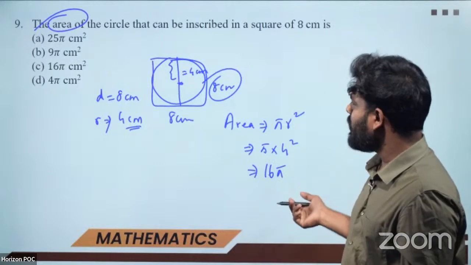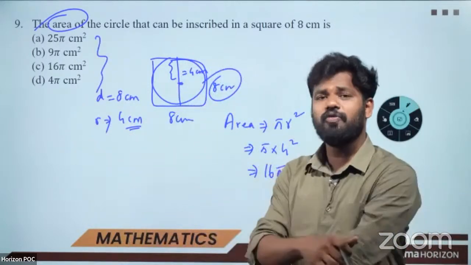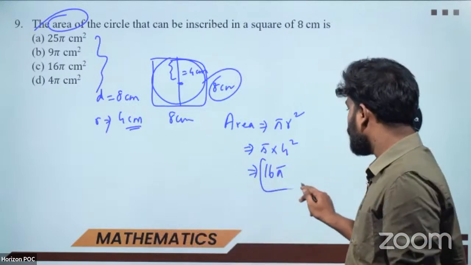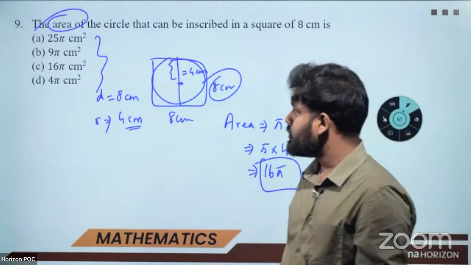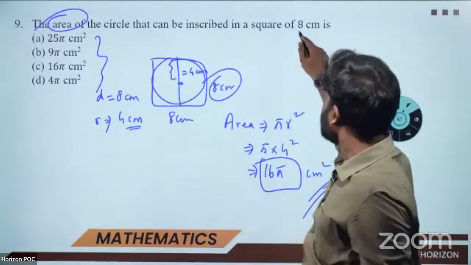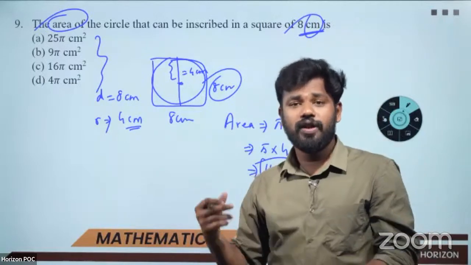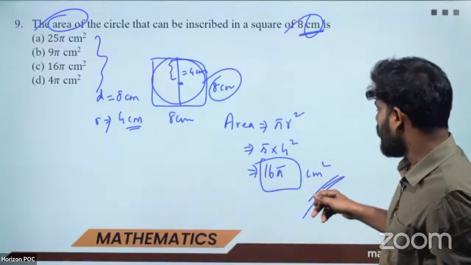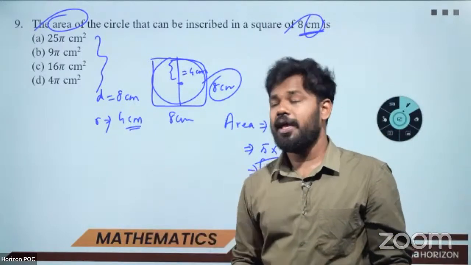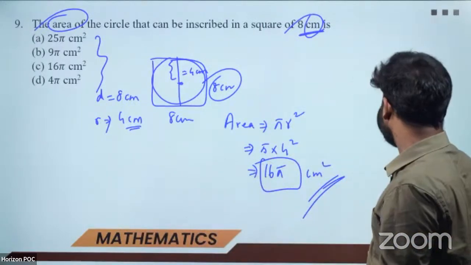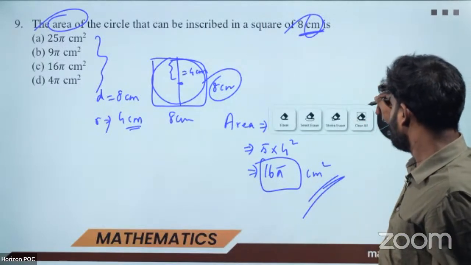Do we need to put the value of pi? No, because all the options have pi only, right? So I don't need to put the value of pi. I just leave it like that, and you get 16 pi centimeter square. Don't forget to put the unit also, because you have the side of the square in centimeters. So don't forget the centimeter square unit when you write the area. Got it? So the area of that particular circle inside the square will be 16 pi centimeter square. Okay, clear? Moving on to the next one.